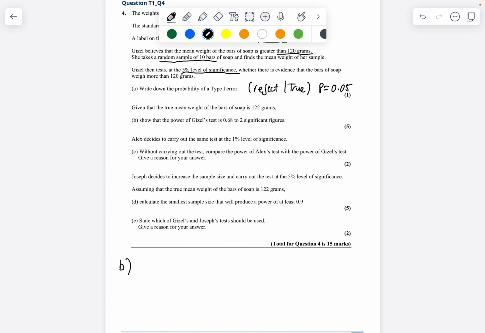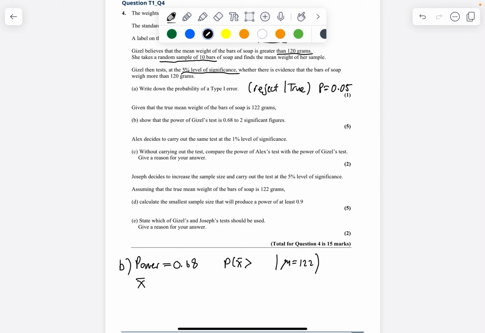Okay, right, so for B, we've got power equal to 0.68. So now what we're going to do is work out P of X bar greater than something, given that the mean is in fact equal to 122. Right, so we need a critical value. So I can use my inverse normal and my distribution to work out what that is.